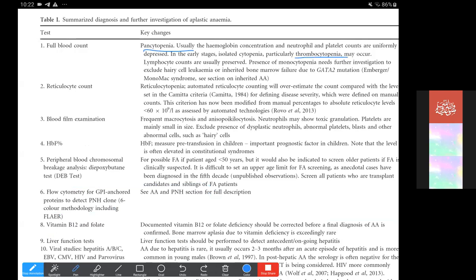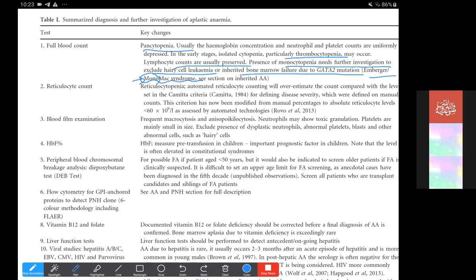Initially, they may be that all the cell lines are uniformly depressed, or it may be that one cell line, usually the platelet count, is decreased, and the lymphocytes are usually preserved. And the presence of monocytopenia, in fact, needs further investigation to exclude hairy cell leukemia or inherited bone marrow failure due to GATA2 mutations, that is the Emberger or the MonoMAC syndrome, in which there is particularly just monocytopenia.